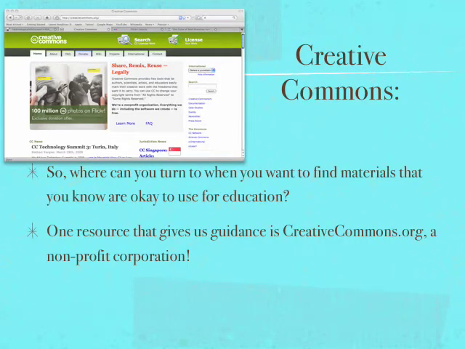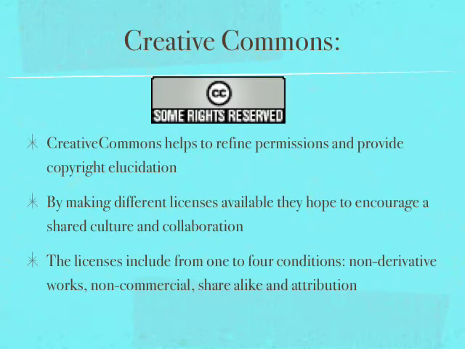So where can you turn to when you want to find materials that you know are okay to use for education? One resource that gives us guidance is creativecommons.org, a not-for-profit corporation. Creative Commons helps to refine permissions and provide copyright elucidation. By making different licenses available, they hope to encourage a shared culture and collaboration. The licenses include from 1 to 4 conditions: non-derivative works, non-commercial, share alike, and attribution.